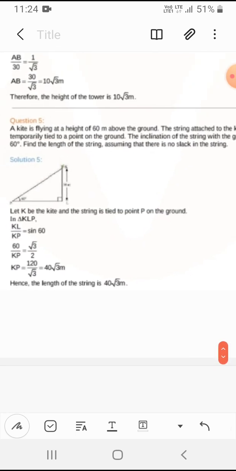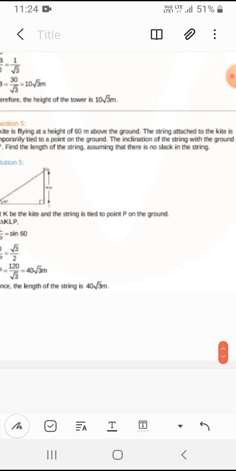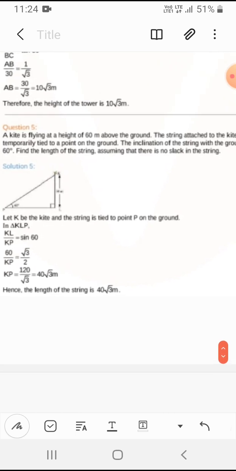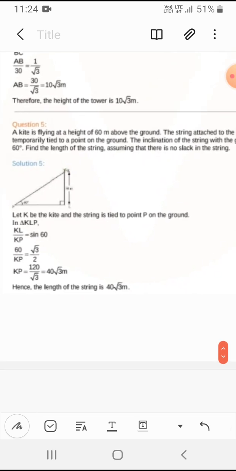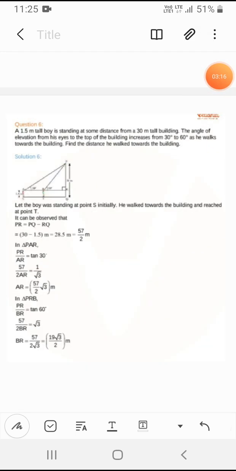Next, they have given the fifth question that a kite is flying at a height of 60 meter above the ground. The string attached to the kite is temporarily tied to a point on the ground. The inclination of the string to the ground is 60 degree. So they have said that the height of the kite is 60 meter, and theta is equal to 60. We will put sin 60. So 60 by KP is equal to root 3 by 2. KP is equal to 120 by root 3. When we divide it we get 40 root 3 meter as the answer. Let's come to the next, sixth sum.